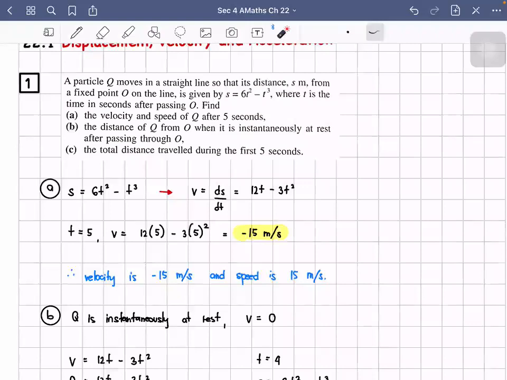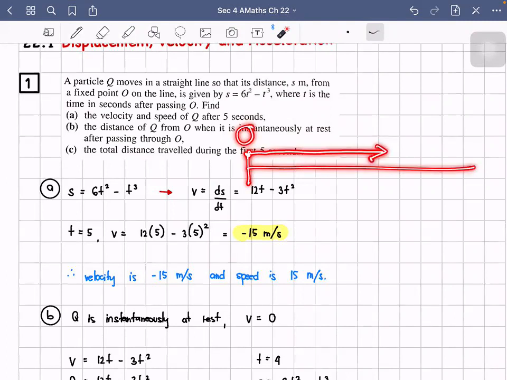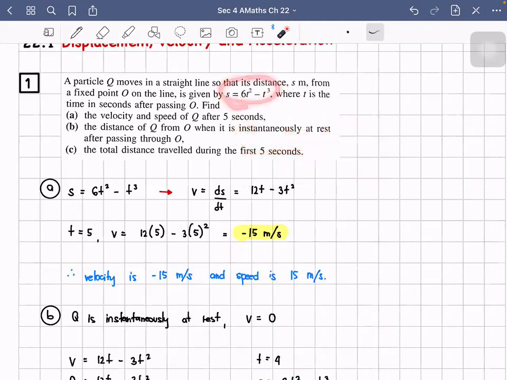Let's head first with letter A. Let's say this is your origin, right? A particle moves toward its right, and the displacement of this, let's say it's here, is s equals 6t squared minus t cubed. Anyway, this is the function. For letter A, we need to find the velocity and speed of Q after 5 seconds.